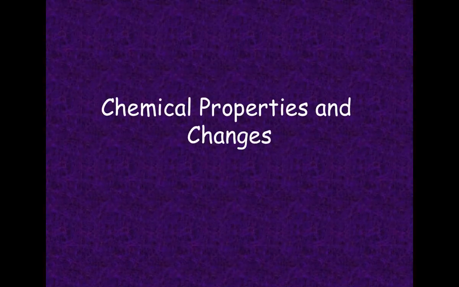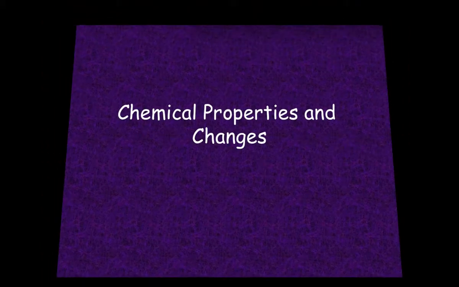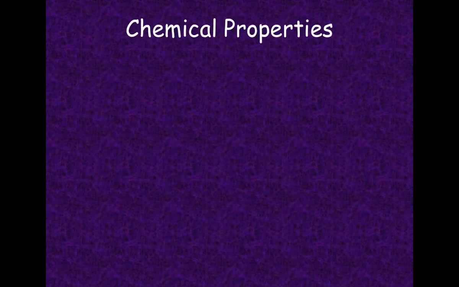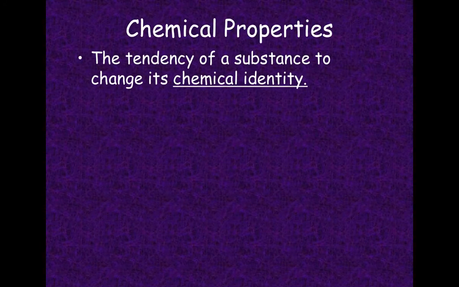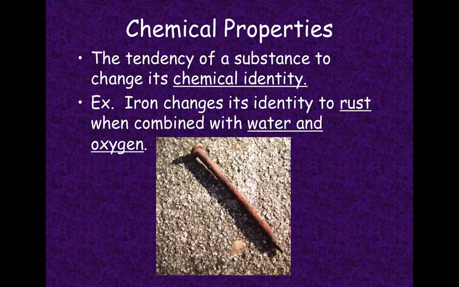So now let's go over to the other type of property and change, which are chemical properties and chemical changes. A chemical property is the tendency of a substance to change its chemical identity. So in other words, it actually changes the makeup of it. An example of this would be iron changing its identity to rust when combined with water and oxygen. The iron is still there, but it's no longer just plain iron. It's actually combined with other things.